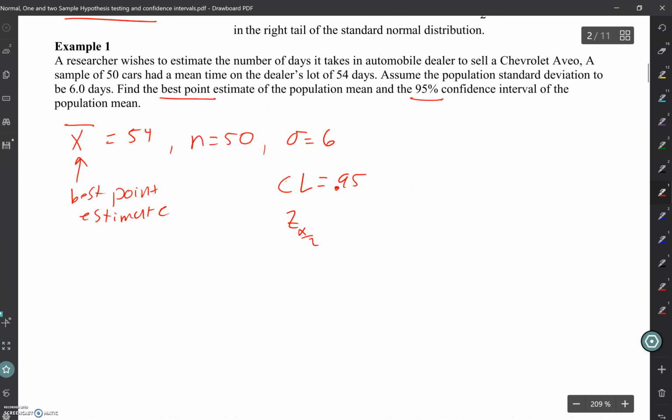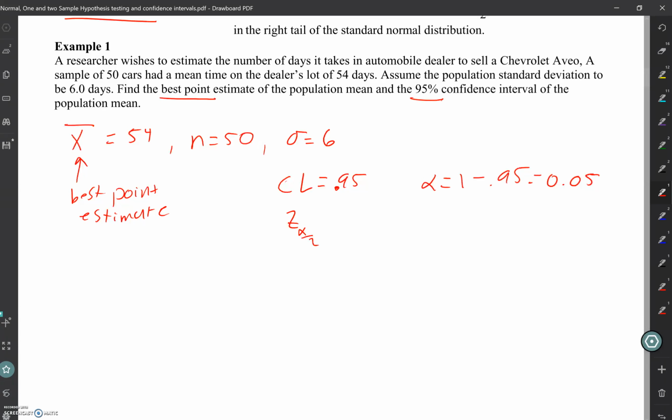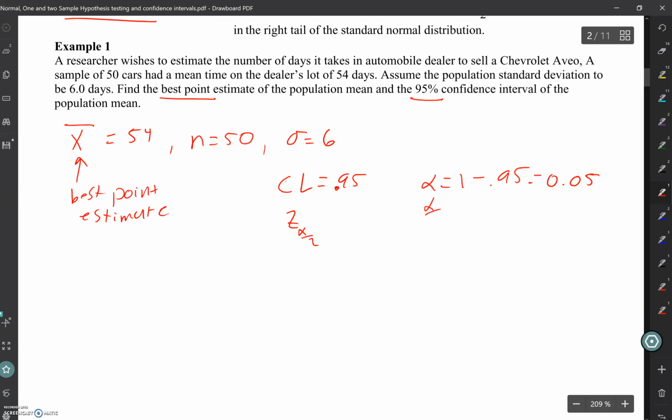So let's take that back down. Alpha equals 1 minus 0.95. So we're going to get 0.05. But to find the critical value, we need alpha divided by 2. So alpha divided by 2 is 0.05 divided by 2, which is 0.025.